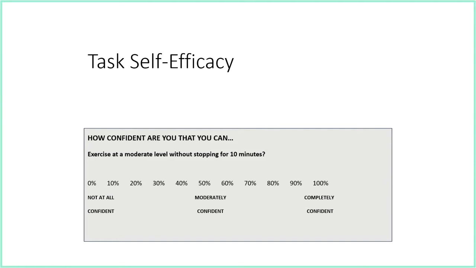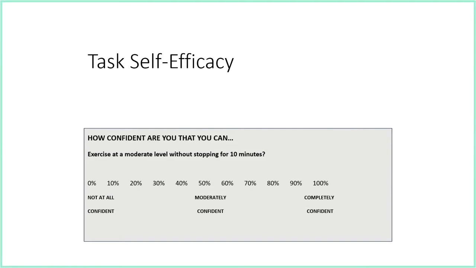For the self-efficacy assessment, students respond with what percent confident they are with each statement. For this statement here: how confident are you that you can exercise at a moderate level without stopping for 10 minutes? At the beginning of the survey, I define what moderate intensity activities are, and I also talk about what vigorous intensity activities are. So they have a little bit of a framework for what they're looking at. The scale goes from 0% all the way up to 100% in terms of how confident they are.